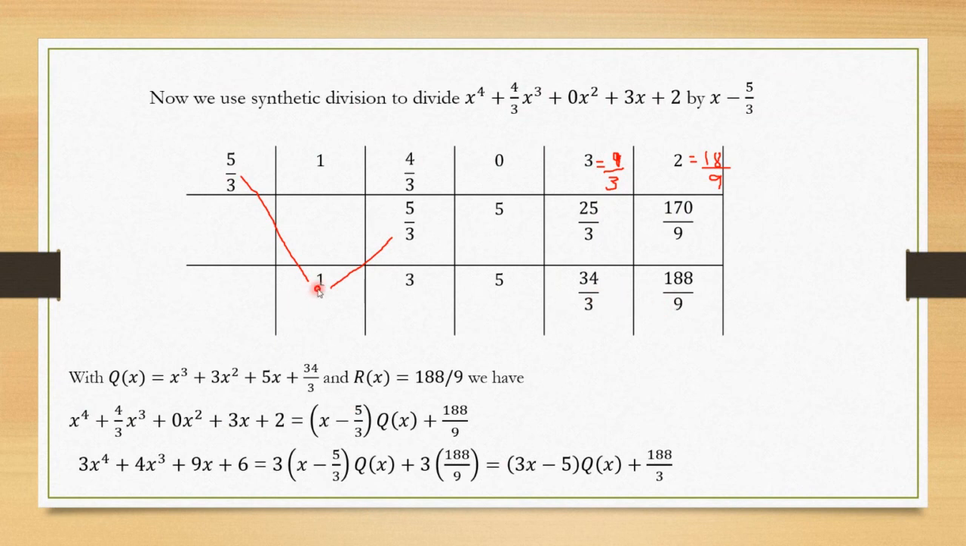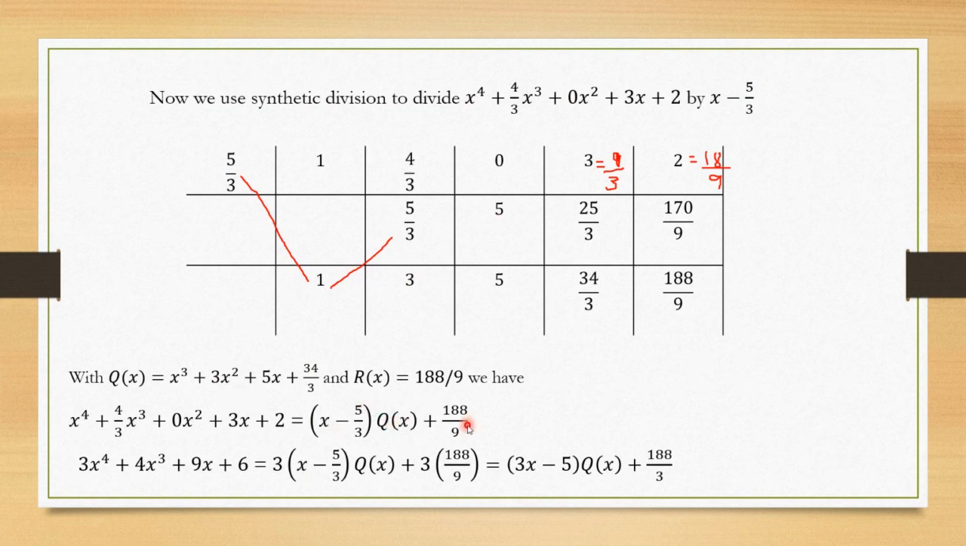So what does this all tell us? Well, this is our quotient. These are the coefficients of it. Its degree is 3, 1 less than our dividend. So our quotient is this. The last number here is the remainder. And now, this was our dividend. We have that this is equal to the divisor times the quotient plus the remainder.